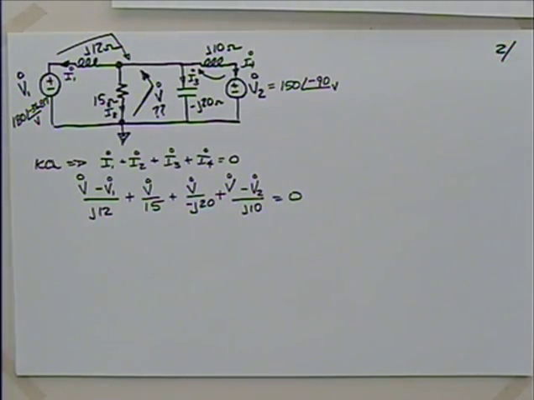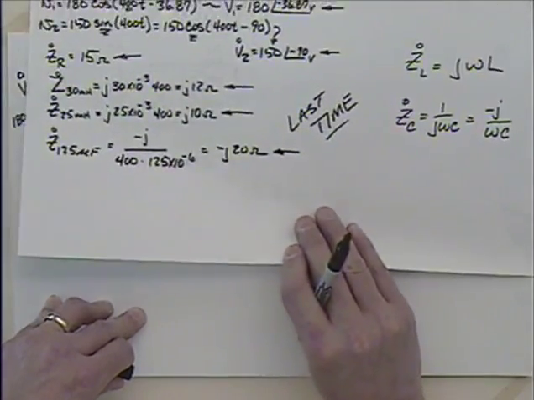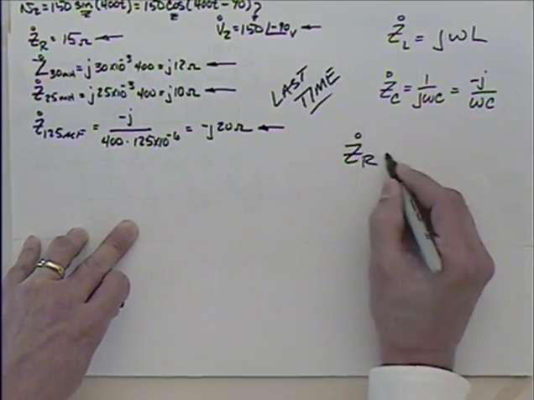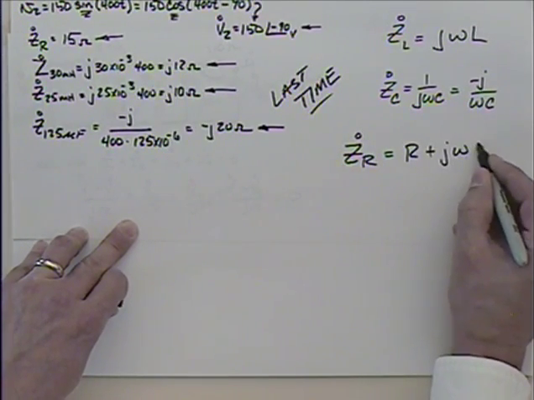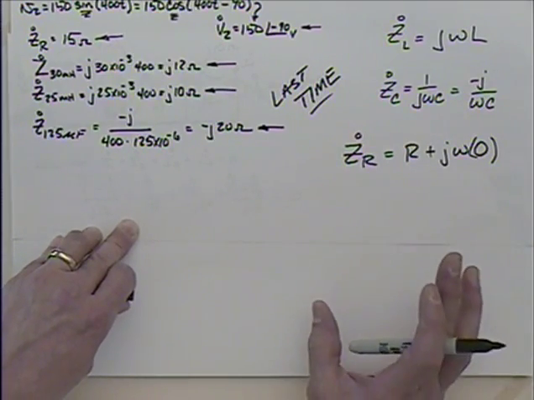Other questions? Yes? The impedance of a resistor is equal to the resistor. That's a 15 ohm resistor on the left side. Why isn't it J15? Well, the impedance of a resistor, let me back up here on this other piece of paper. The impedance of a resistor is equal to R plus J omega 0. So the resistor is the real portion.